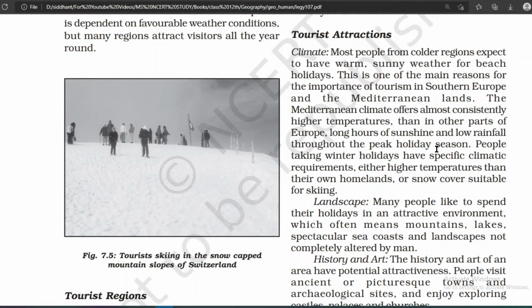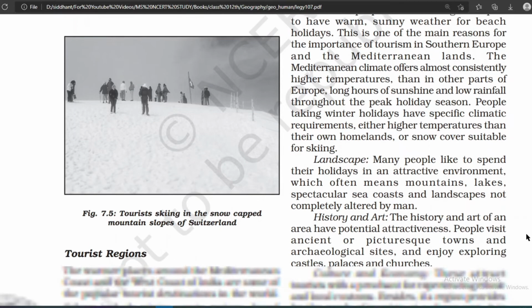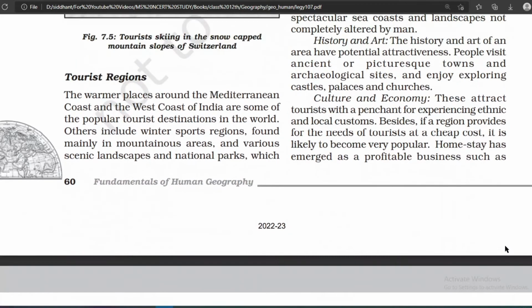Landscape. Many people like to spend their holiday in an attractive environment, which often means mountains, lakes, spectacular sea coasts, and landscape not commonly altered by man. History of art.